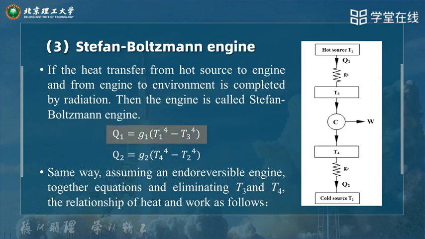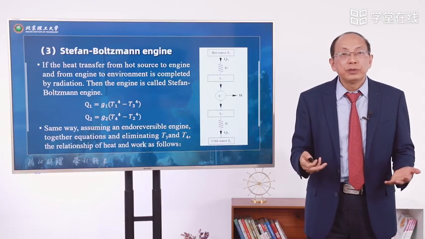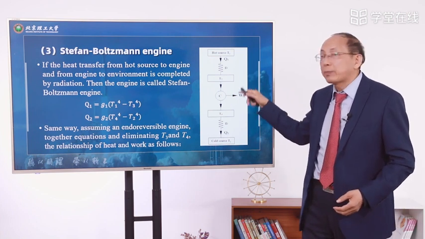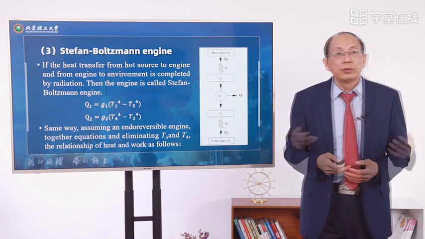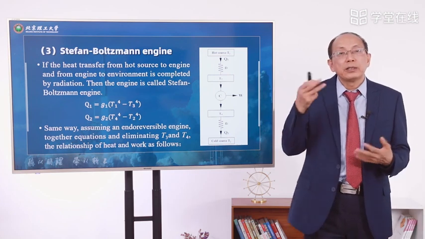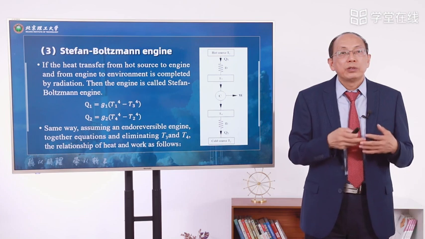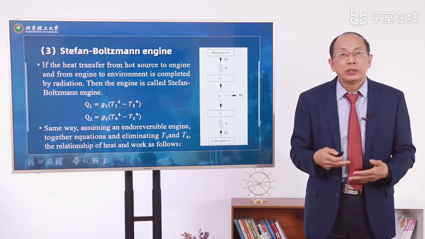So Q1 equals G1 times T1 to the fourth power minus T3 to the fourth power. Q2 equals G2 times T4 to the fourth power minus T2 to the fourth power, by radiation. In the same way, we assume an endo-reversible engine because we can think this part is still reversible. We can do the same thing as on the last page: eliminate T3 and T4, and the heat and work are as follows.